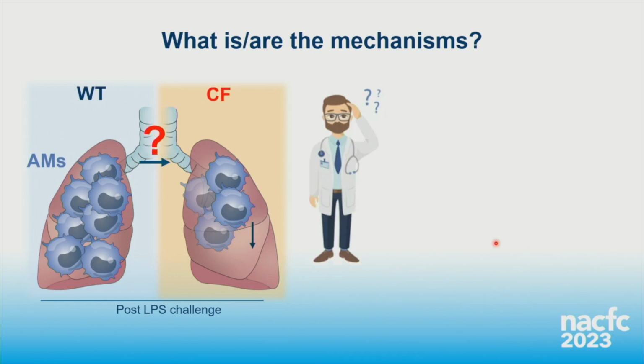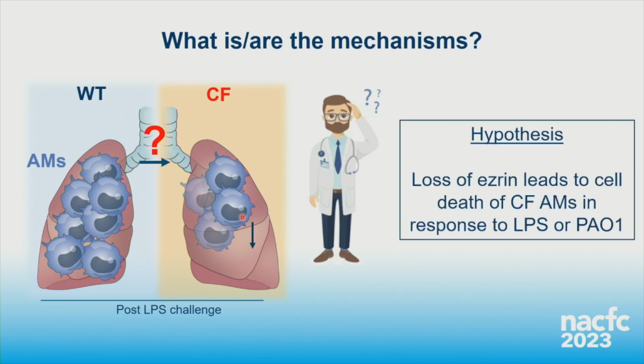So we were curious to know what mechanisms are involved in causing this absence of tissue-resident alveolar macrophages in CF post-LPS challenge. So in our lab, we have been studying a cytoskeleton protein, which plays an essential role in cell adhesion and cell survival of monocytes and macrophages. So based on our previous studies, we came up with the hypothesis that loss of this cytoskeleton protein called ezrin leads to cell death of CF alveolar macrophages in response to LPS or bacterial infection.